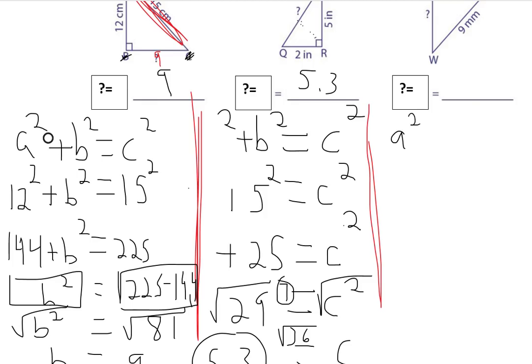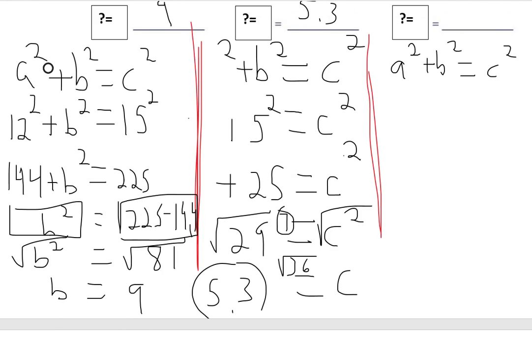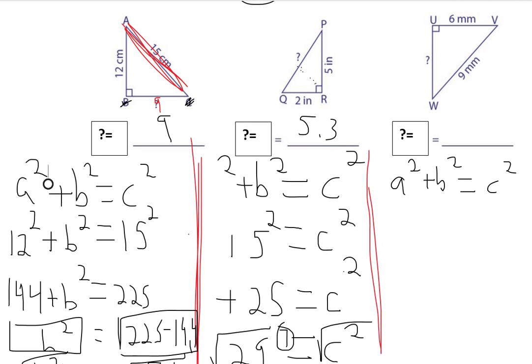A squared plus B squared is equal to C squared. We're going to plug our numbers in, starting with the C value. My C value in this case is going to be 9. I'm going to plug the 6 in for A or for B. I'm just going to plug it in for A. You could plug it in for B. You'd get the same thing in the very end.